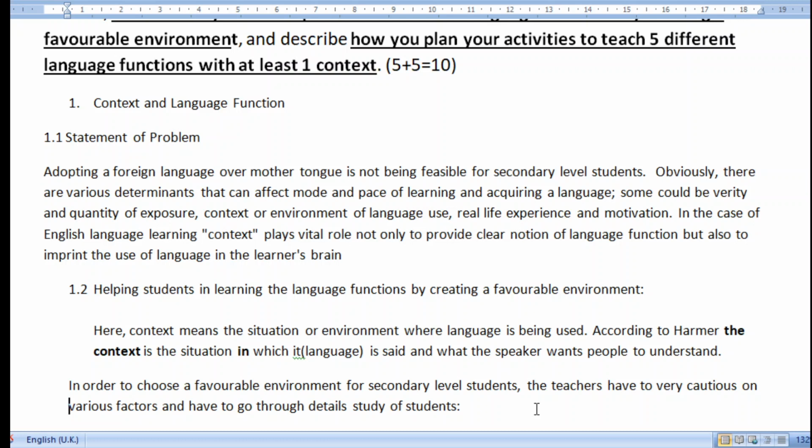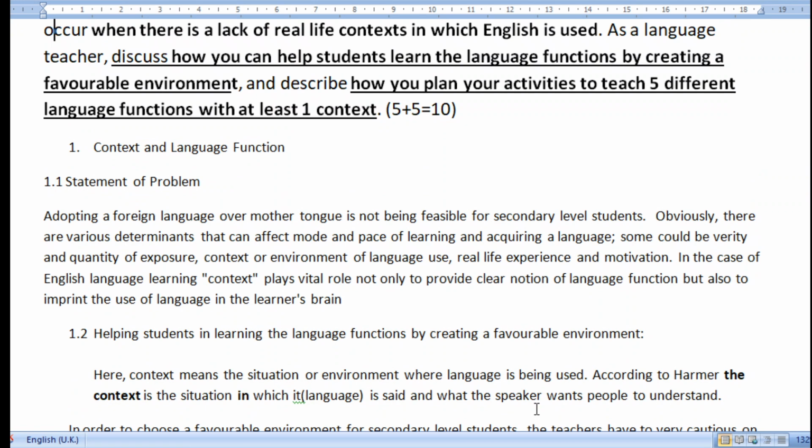So after 2-4 lines of background, I am going to deal with what is the question given in the model question. Yes, so what is the first part of the question? I have just here underlined how you can help students learn language function by creating favorable environment.